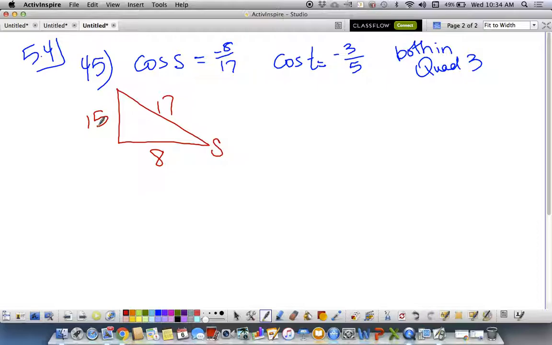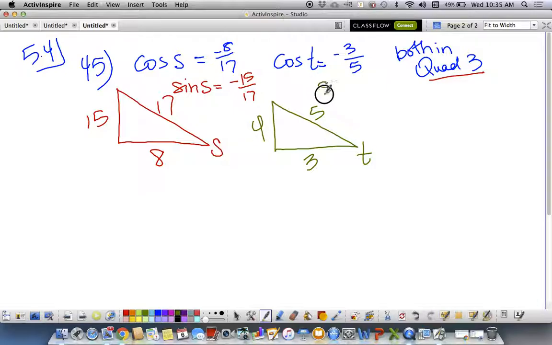So what are we looking for? I need to know, what is sine of angle S? Negative 15 over 17. Why is it negative? Cosine is negative because we're in quadrant 3. What about the triangle for T? It's a 3, 4, 5. It doesn't matter how I drew it. So what is sine of angle T? Negative 4/5. Okay, so can we find what is sine S plus T?